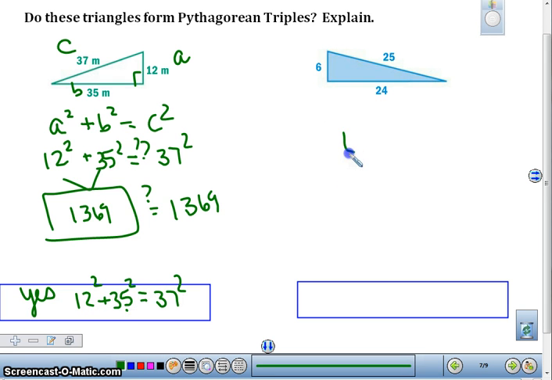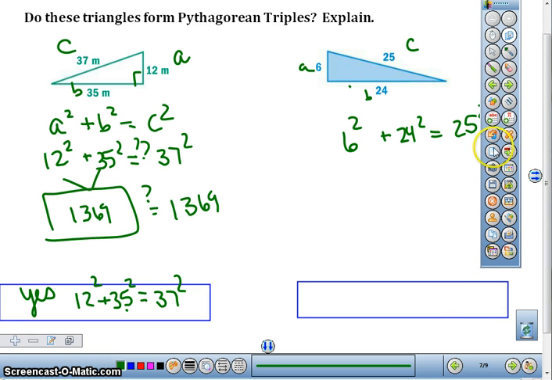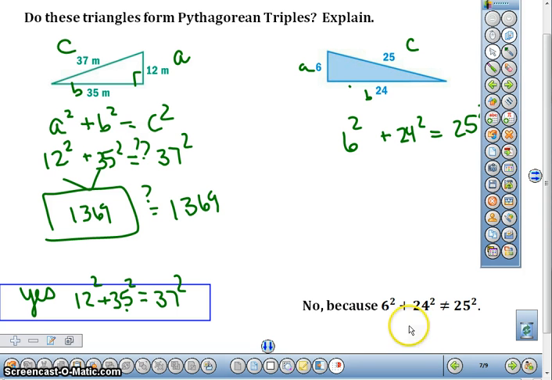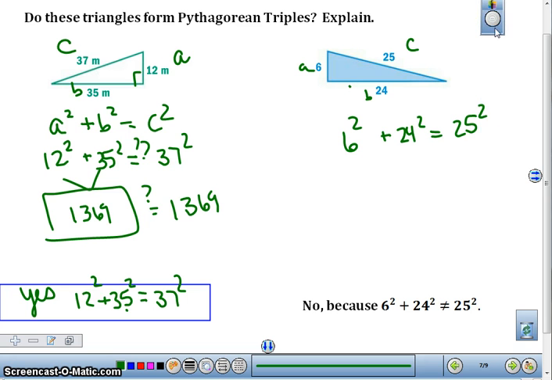So now you're going to look at this one. Please put in your calculator again. 6 squared plus 24 squared, does it equal 25 squared? Remember, longest side is always by itself. So when we go to look at our right triangle, this is what we're trying to see. Are these triples? We don't even know if this is a right angle. That's what we're testing. So if you put this one in your calculator, please do that. And if you want to pause the video, we should see that no, these do not, because it is not equal when we take a look at that.